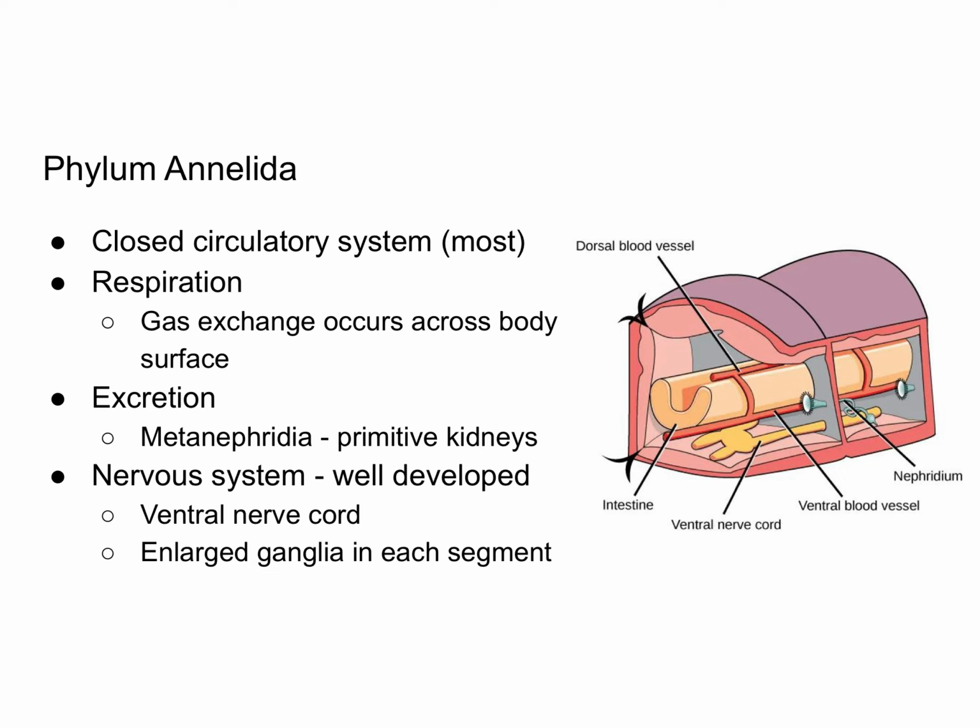Most annelids have a closed circulatory system. This means that the blood is contained within vessels, as opposed to something called a hemocoel. And a hemocoel is where blood just mixes with all the body fluids inside the body. But in this case, you can see that there are blood vessels that contain that blood.